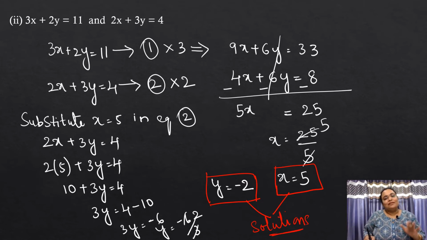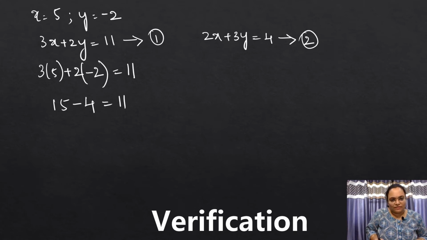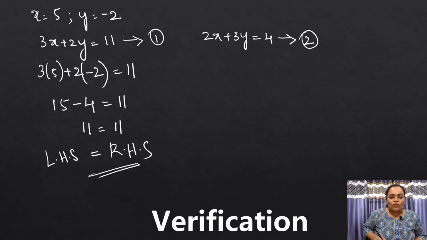Clear? Now we will verify them. We will substitute these values in the original equations to see if they satisfy both sides of the equation. So we will substitute in the first equation. 3 of 5 plus 2 of minus 2 equals 11. 3 fives are 15 minus 4 equals 11. 15 minus 4 is 11. See that LHS equals RHS. So the values of x and y are satisfying the equation on both sides.